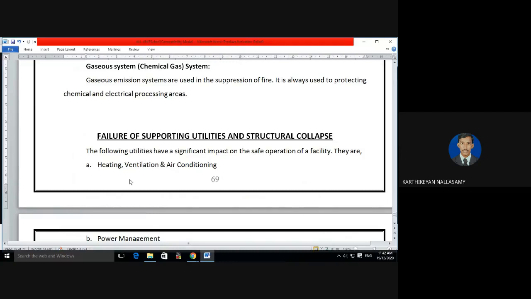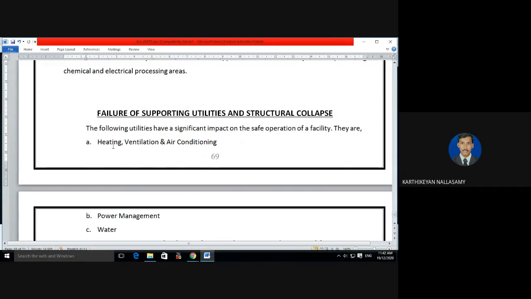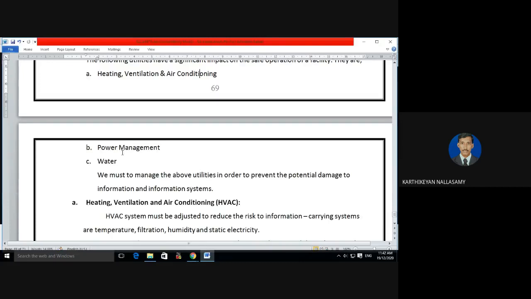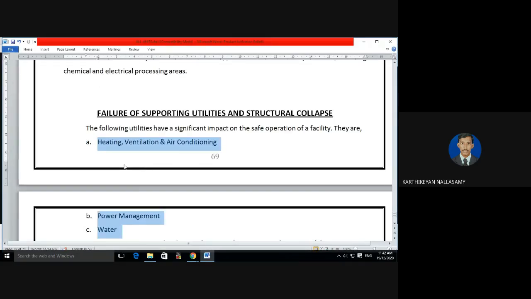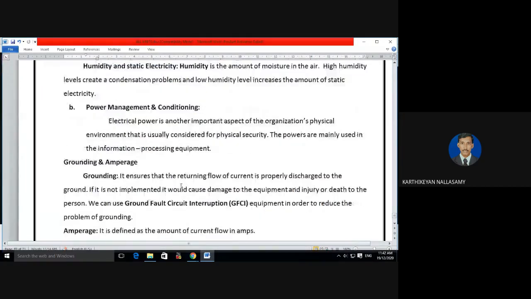Clear? And if those particular components fail, or maybe the structures collapse, then what facility are we going to provide? For example, for our system we need proper air circulation and air conditioning. This is a major problem we have: heating, ventilation and air conditioning. Power management and water are also necessary. If there is a problem with these things, we need to provide a safe operation for that.